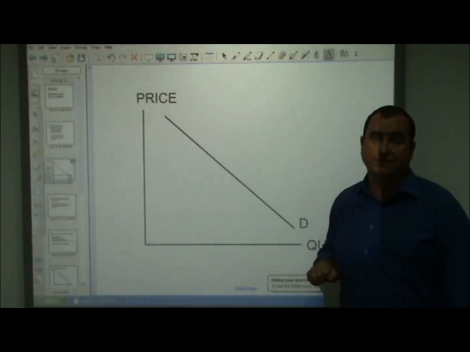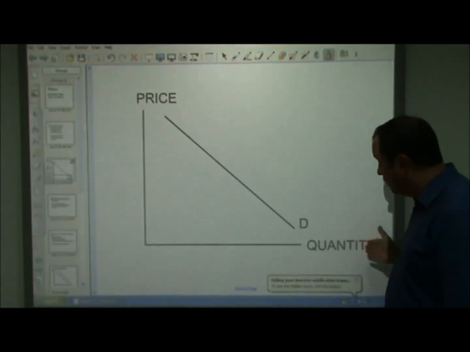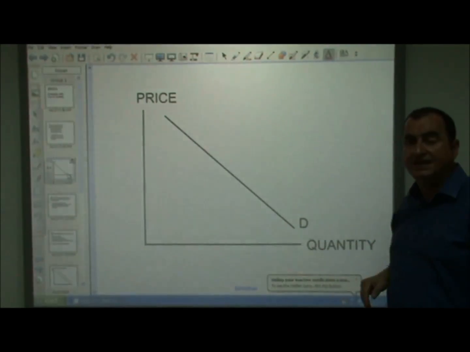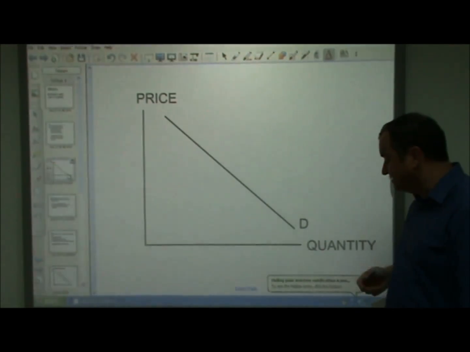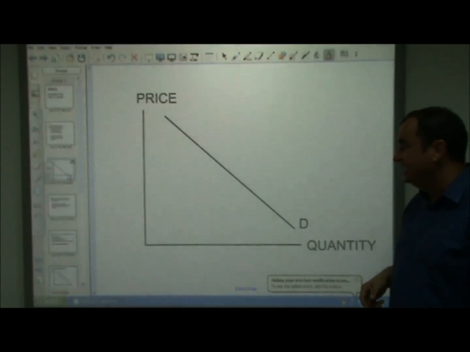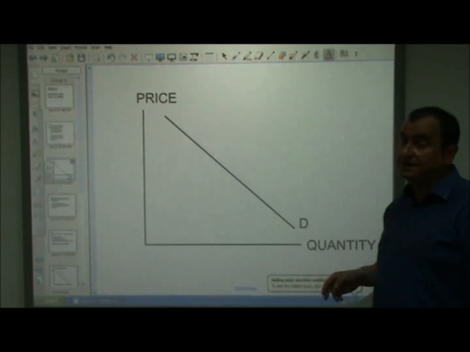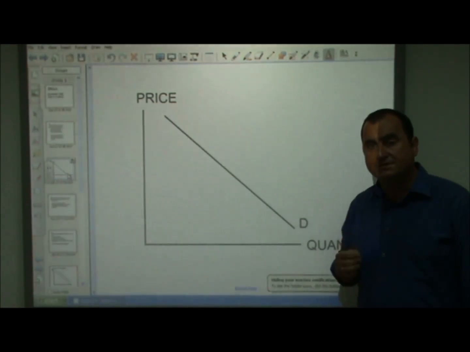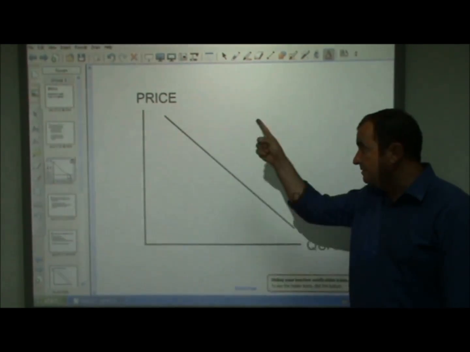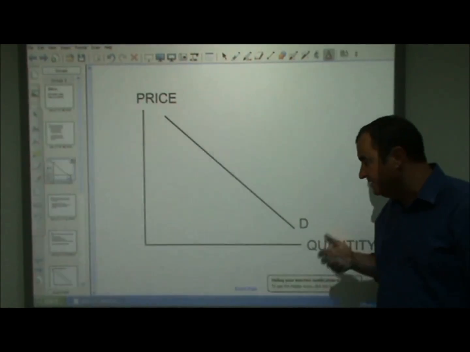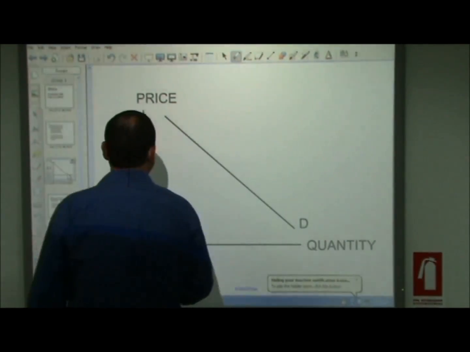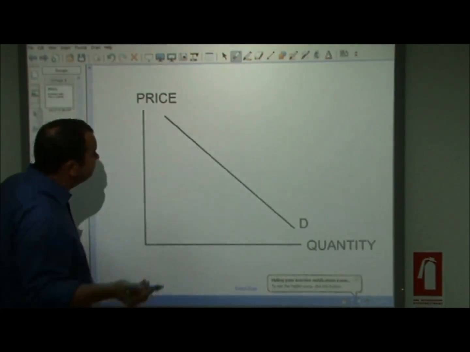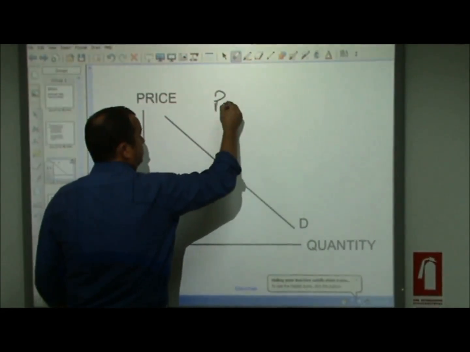The price of the good and the quantity of the good that will be bought are measured on the vertical and horizontal axis respectively. And this demand curve is actually made up of lots of individual points that connect the price and the quantity. Let's work with some examples. This might be a demand curve for potatoes.